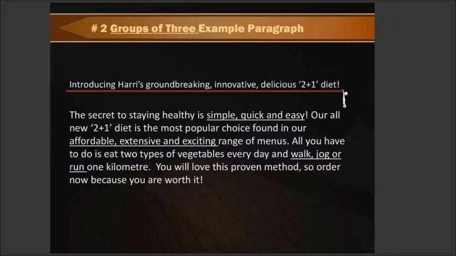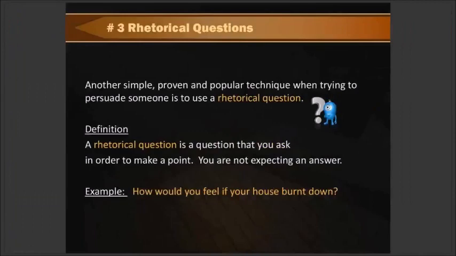The third point is rhetorical questions. What is a rhetorical question? Does anyone know? Just looking to see who actually knows what a rhetorical question is. Great to see so many people writing on here and sharing their thoughts about different things that we're talking about.